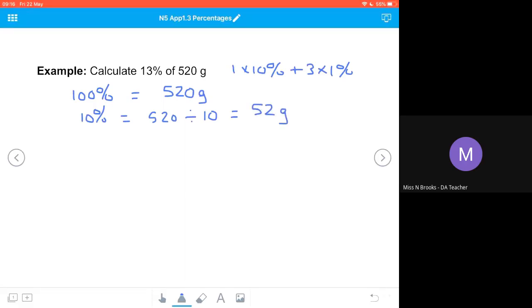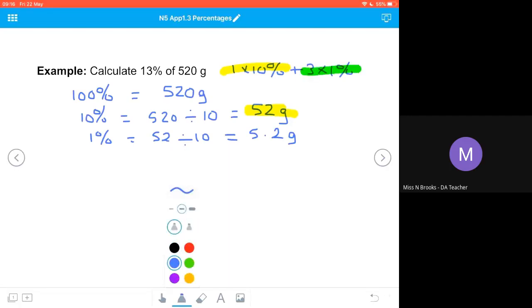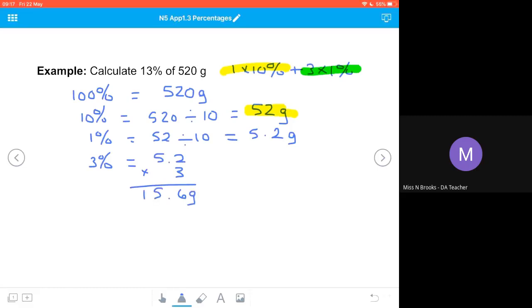Now I need 1%, so I'm going to divide my 10% by 10. So I'm going to take the 52 that I've just calculated, divide it by 10, and that's going to give me 5.2 grams. Now, if I go back to my original calculation over here, I need 1 10%, so I've got that, but I'm needing 3 1%. So now I need to work out what that 3% is going to be. So my 3% is going to be 5.2 multiplied by 3. So 3 2s are 6 and 5 3s are 15. And so now I've got that 3%.